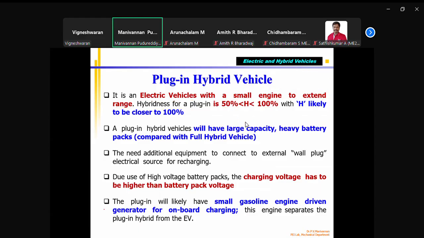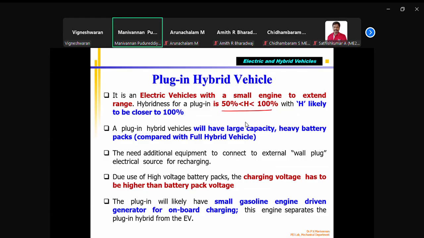How much power is coming from the electric motor? Whether 10%, 20%, 30%, 50, 70, 100. 100 means pure electric vehicle. It is not a hybrid vehicle at all. Correct? So that is the hybridness, that means power: how much percentage of power coming from the electric motor can vary from 0 to 50.